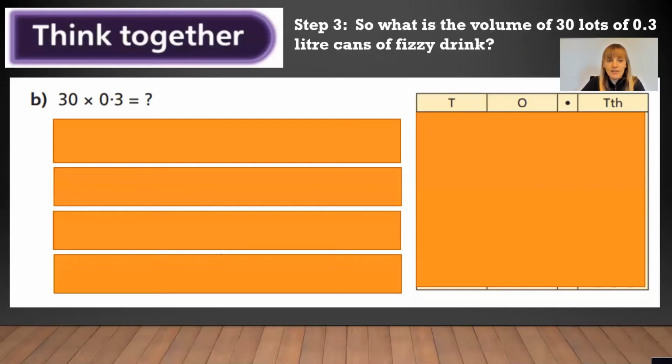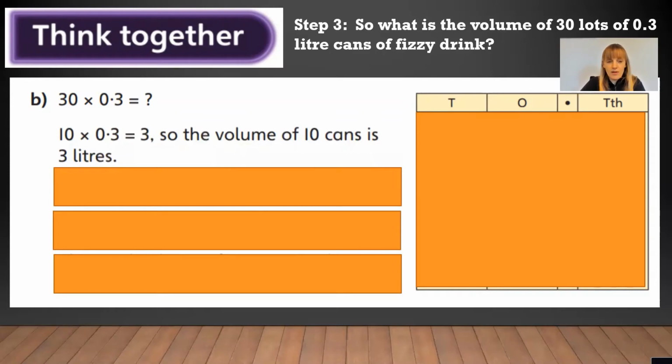All right, now our think together for part B is now looking at how much it costs for 30 lots of the fizzy drinks cans. Now, again, there's different ways of looking at this. I've done it in the way like this, where I've thought, right, rather than just multiplying by 30, I've thought of my factor pairs that make 30, and I know that 10 times 3 gives me 30. So I've sort of broken it down into 2 steps. So I thought, well, first of all, I'm going to multiply 0.3 by 10, which gives me 3. So 10 cans would be 3 litres.